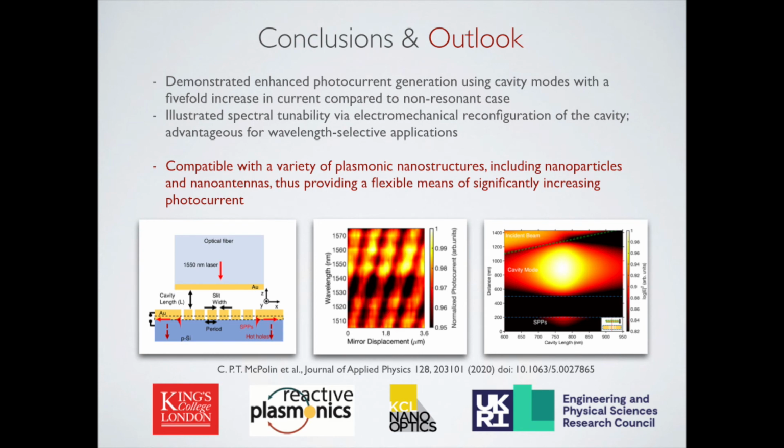In summary, we have successfully performed a proof of principle experiment illustrating the cavity-enhanced and wavelength-tunable photocurrent provided by a cavity-based architecture. The device exploits cavity-driven plasmonic modes to greatly improve the performance of sub-bandgap photodetectors. A 5-fold increase in the photocurrent was recorded compared to the non-resonant case, illustrating the potential of this approach, which can be adapted to include other plasmonic structures.